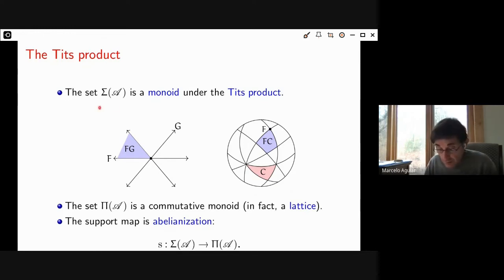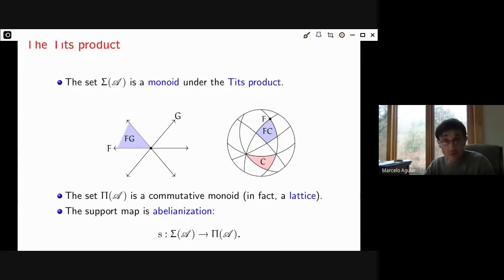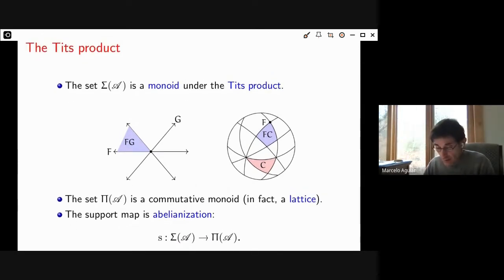The set of faces is a monoid under an operation that we like to call the Tits product, because it originated in a different, somewhat related context, the context of buildings, the big theory of buildings of Jacques Tits. That's where this product, or at least one of the sources for this operation, comes from. And I want to tell you quickly what it is, because it's very easy to understand in terms of pictures.